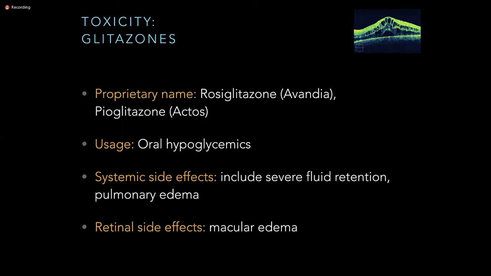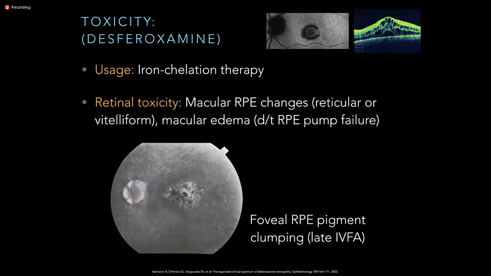So I'll move on to glitazones. These are oral hypoglycemics for diabetes. These can have a systemic effect, which can include severe fluid retention and pulmonary edema, and the retinal effects can include macular edema as well. Here I'll talk about desferoxamine. This is a slide that we already went through, but just a reminder that desferoxamine, which can cause macular RPE changes, can also cause macular edema, again due to RPE pump failure.